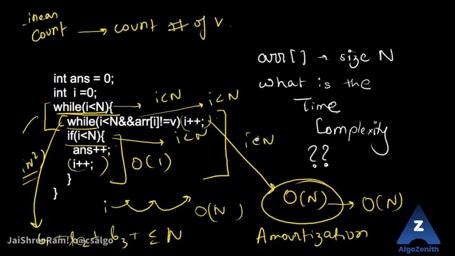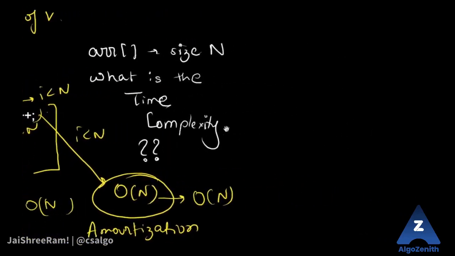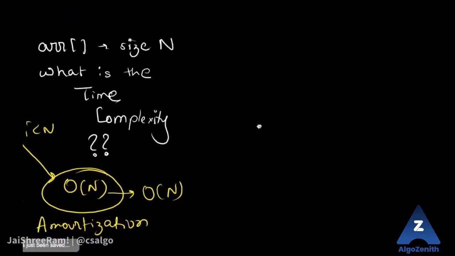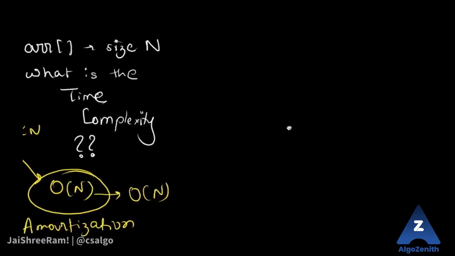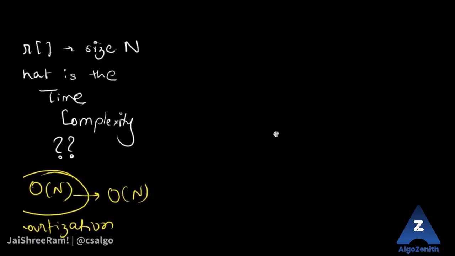Okay, so with that said, let's move to the memory complexity part. Till now we have been talking about time complexity a lot. What is memory complexity? Similar to time complexity, you need memory in your code, right?